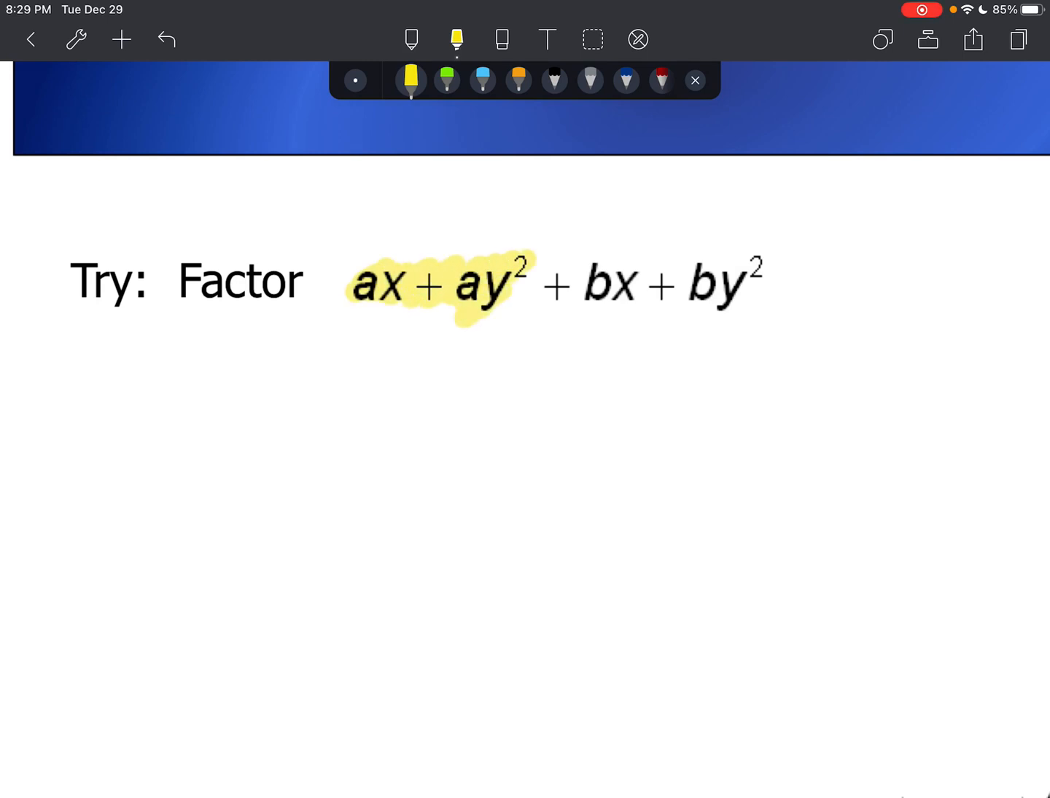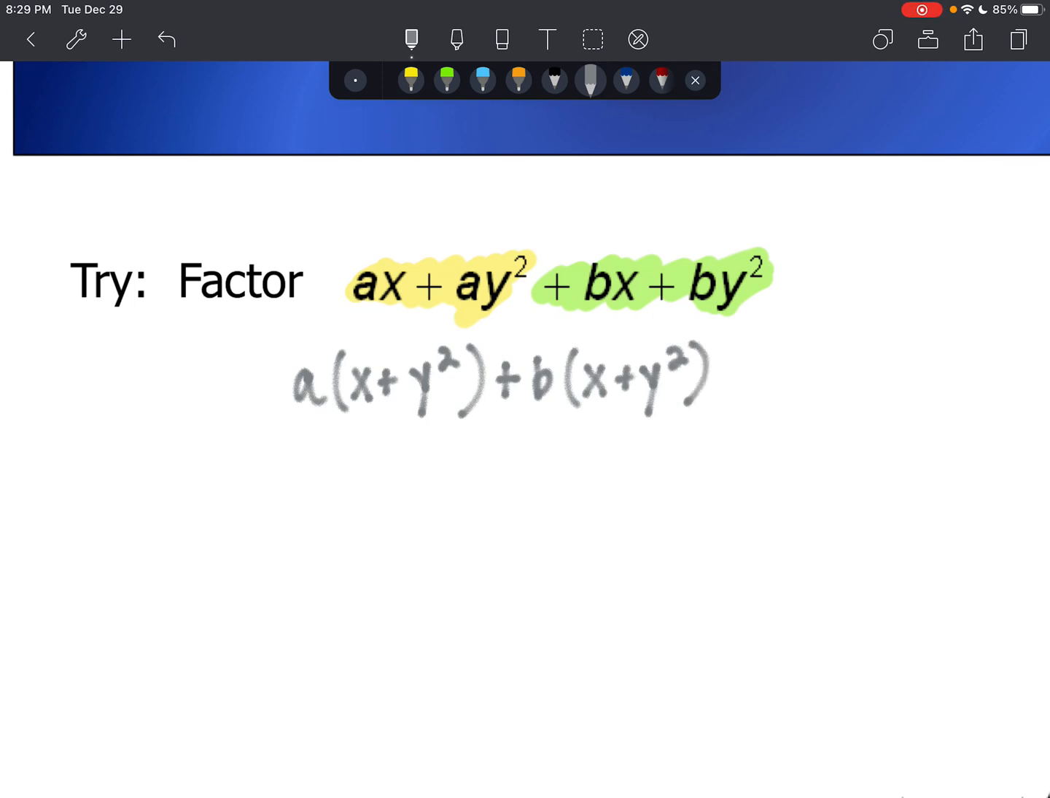Okay, first I want you to check to make sure that you highlighted appropriately. That's important in your notes. Then I want you to make sure that you showed your work appropriately. A times the quantity x plus y squared plus b times the quantity x plus y squared. Then, between those 2 terms, you factored out an x plus y squared first. This is called factor by grouping.